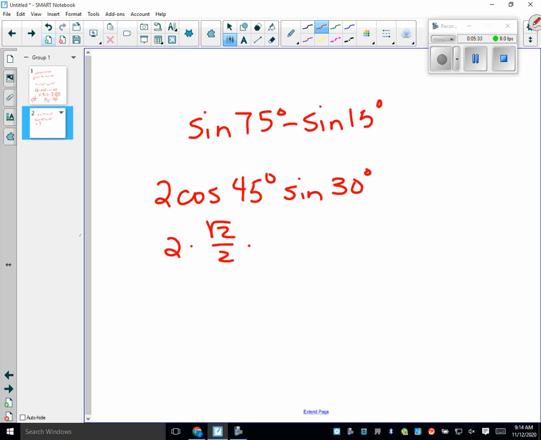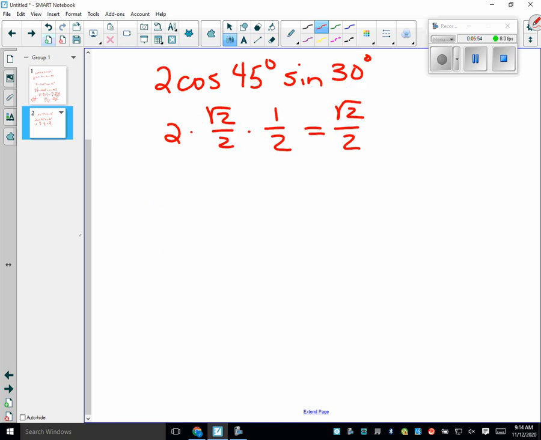Times, what's the sine of 30? You all agree? 1/2? Yes. Yeah. So isn't this radical 2 over 2? Okay? Haven't done anything hard yet, have I?